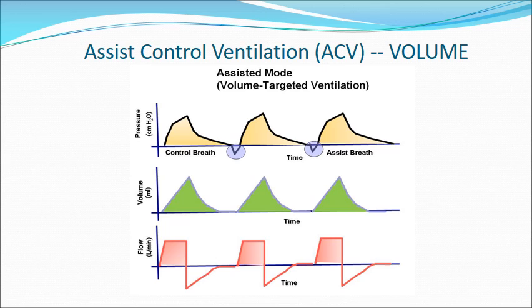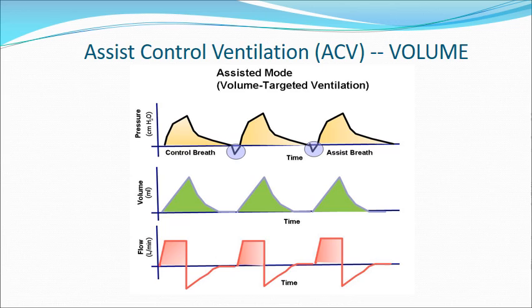Now, in volume control mode, you see that the flow is basically ramped up and kept constant during the inspiration period, the beginning of the wave. And that causes the volume to ascend as a ramp. Now, the pressure is basically varying according to the compliance of the lung itself. So that will be different.